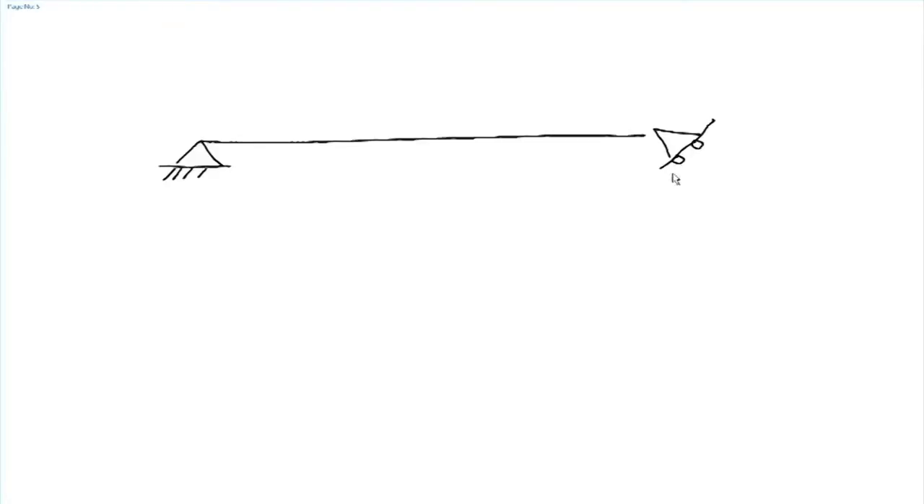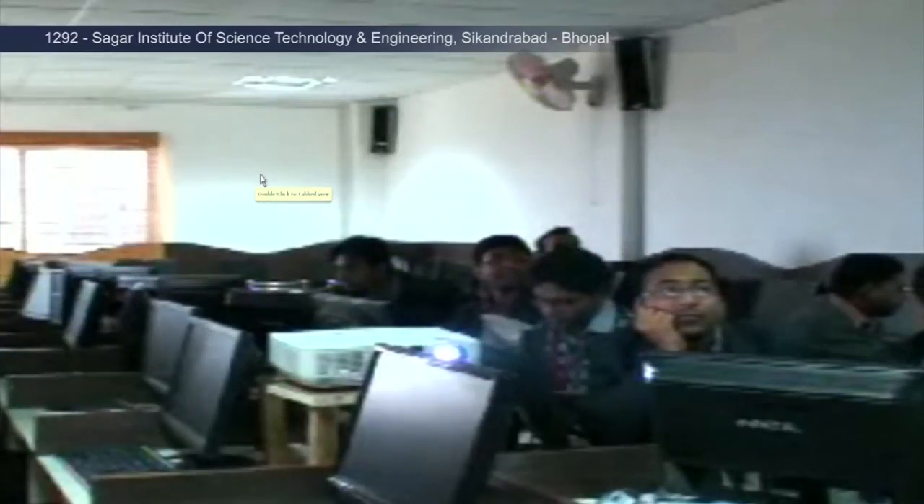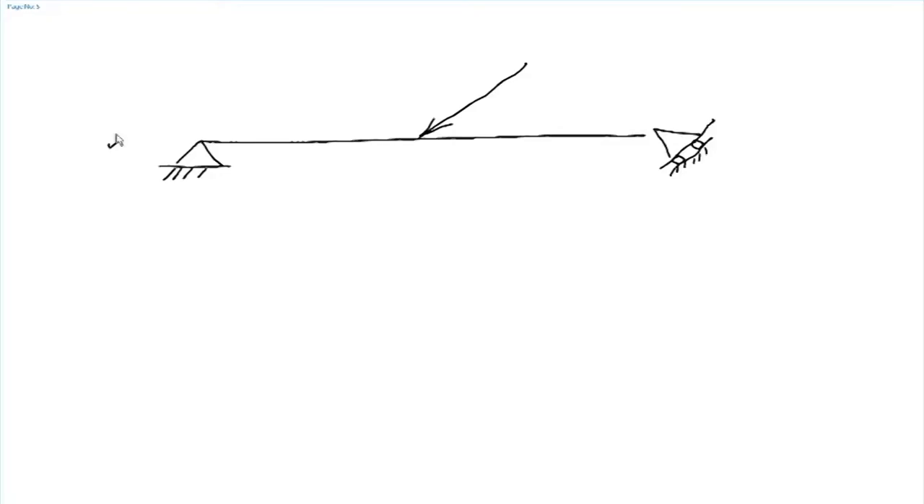Now the beam is loaded in such a manner that there are horizontal and vertical forces, meaning the load is inclined. Loads are inclined and vertical, both types of forces. Now my question is, will the support reaction at the pin point be horizontal and vertical both?